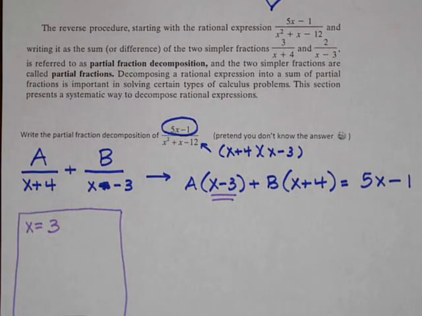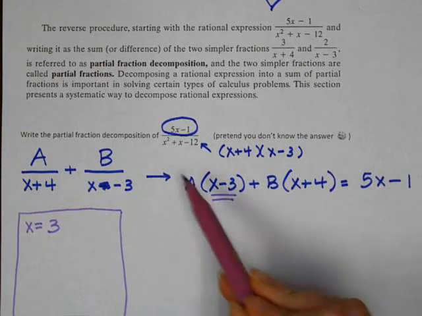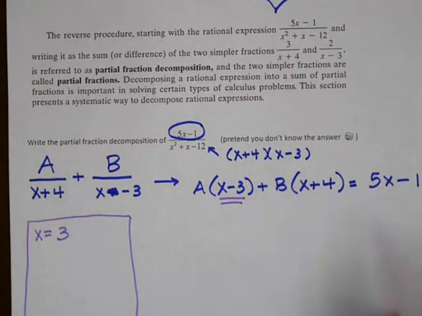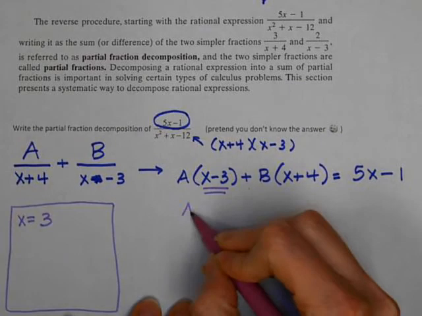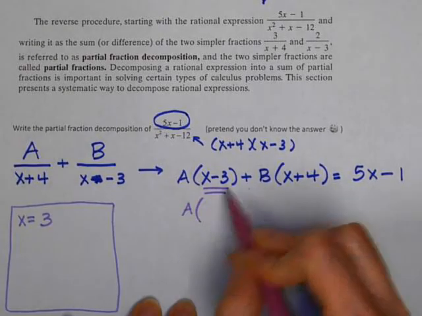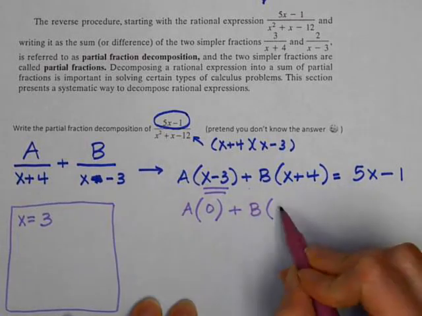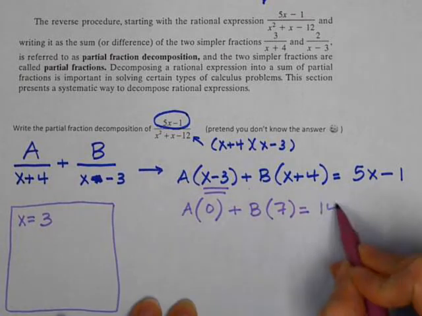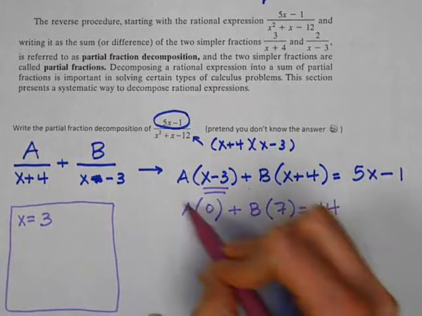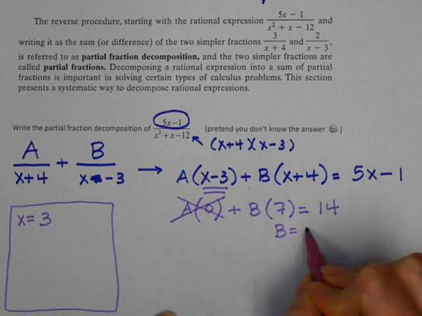All right, and the reason I'm going to do that is because when you plug in 3, 3 minus 3 is going to cancel, so we can solve for B. So I'm going to plug in 3 for all of the x's, and let's see what happens. We have A times (3 minus 3), which is just 0, plus B times (3 plus 4), which is 7, equals 5 times 3 minus 1, which is 14. And again, the reason I did that is because this is going to cancel, and then very easily we can see that B is 2.